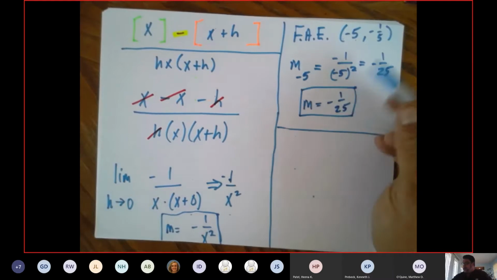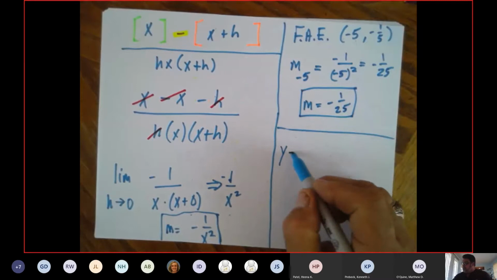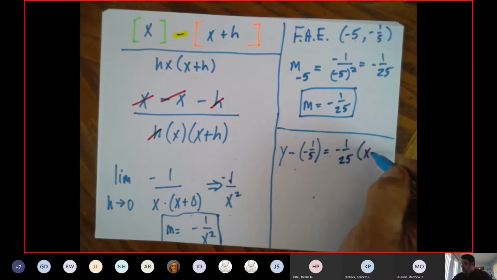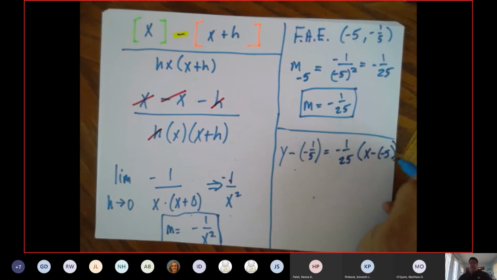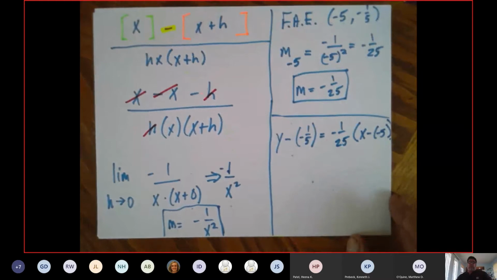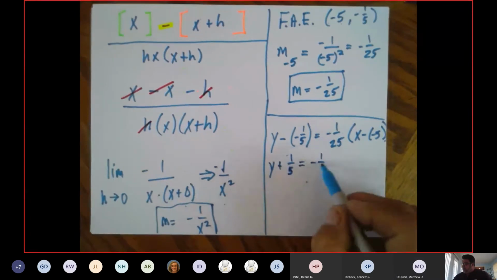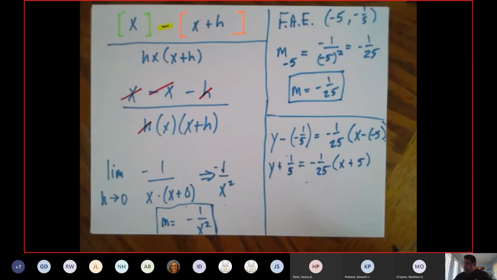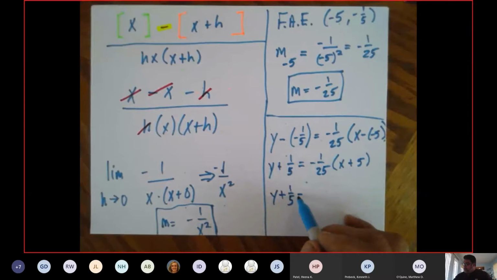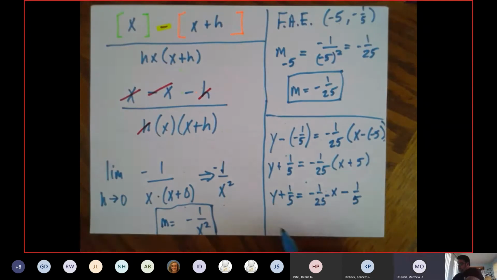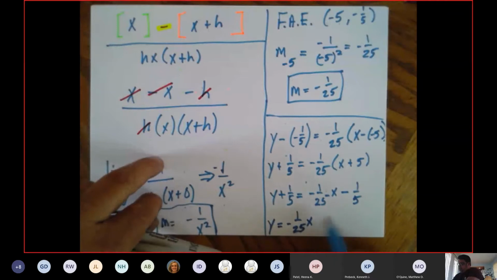Now that you've got a point and a slope, you're going to use the point-slope equation. y minus a negative 1/5 is equal to negative 1 over 25 times x minus a negative 5. So y plus 1/5 is equal to negative 1 over 25 times x plus 5. That gives us y plus 1/5 is equal to negative 1/25 x plus, well, 5 over 25 is 1/5, right? And y is equal to negative 1 over 25 x minus 2/5.